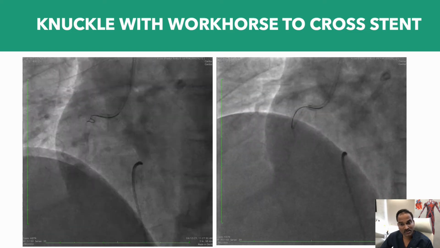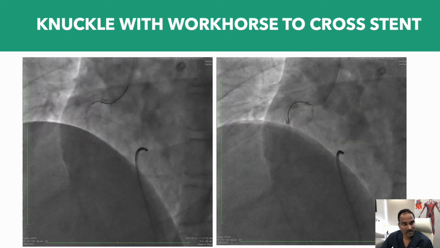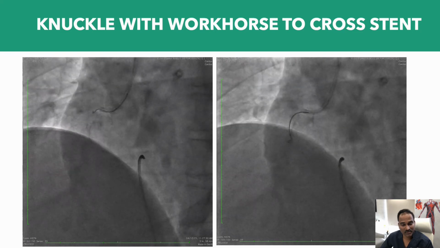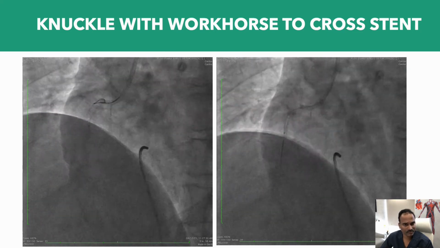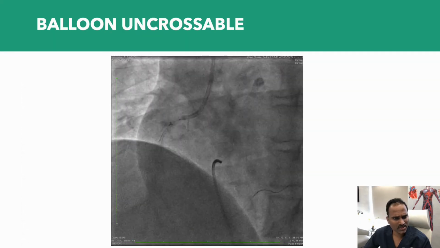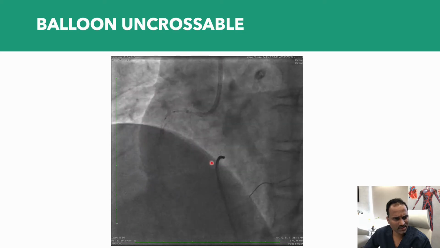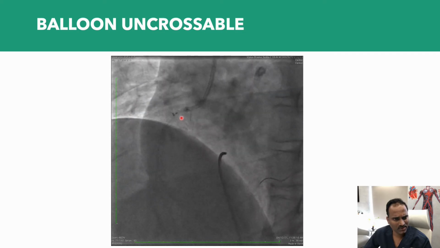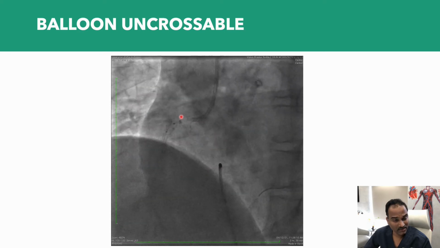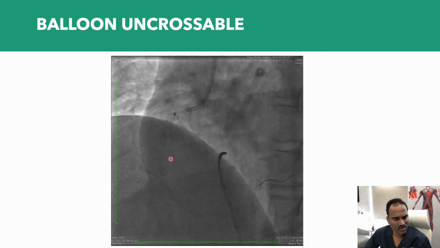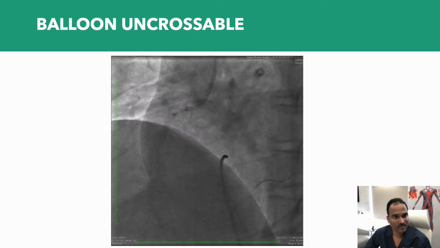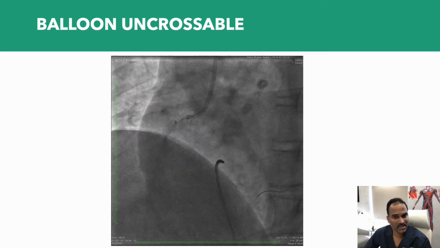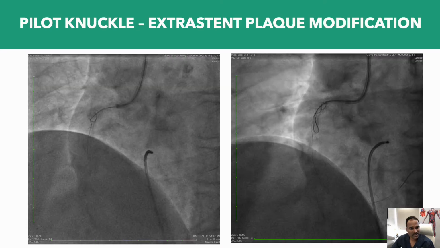So this is another use of knuckle in an under expanded stent, or when you are crossing through the stent. Once the wire is down, we tried crossing the lesion again with a 3mm balloon, a 3mm balloon with a guide liner. Of course, it didn't cross the stent. At this stage, we decided to move on to another technique to modify the plaque.